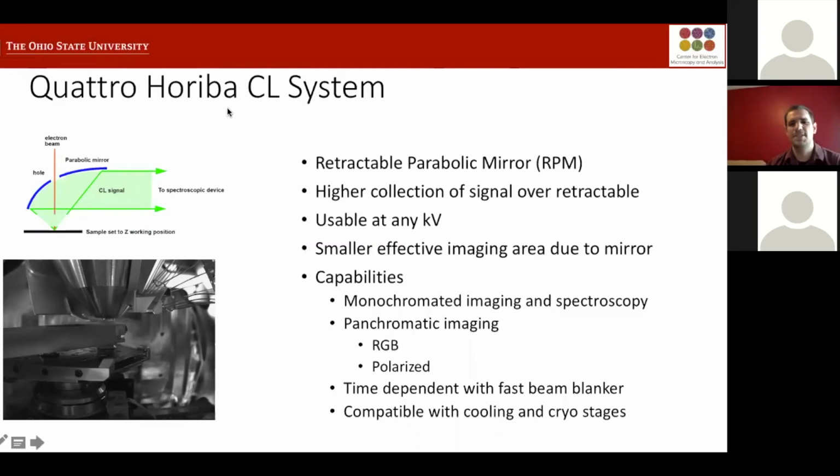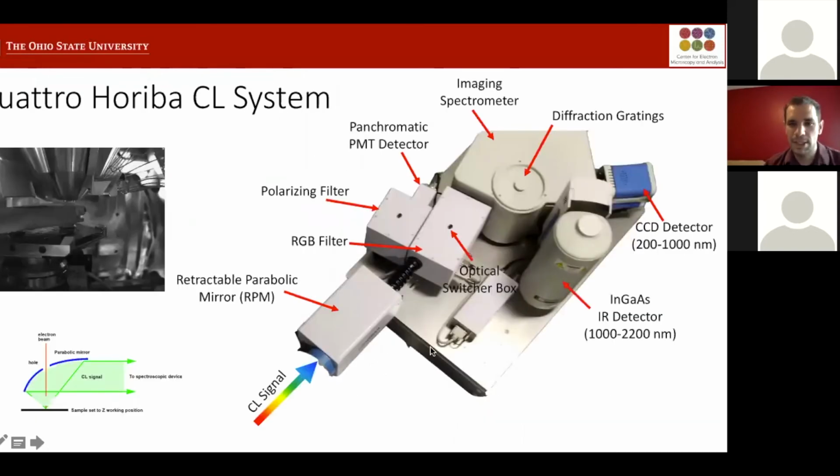But it does have a smaller effective imaging area because you do have that pinhole that you're going through, along with some focusing effects, trying to get as much signal into the spectrometer as possible. But in it, we can do a lot of different things that I mentioned before. So I just want to go over how we can do all that.